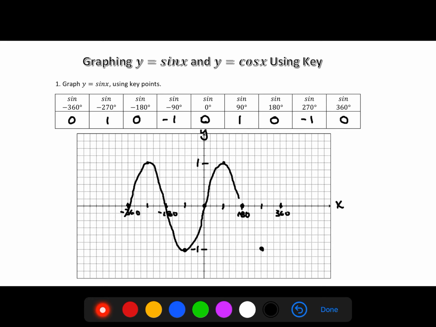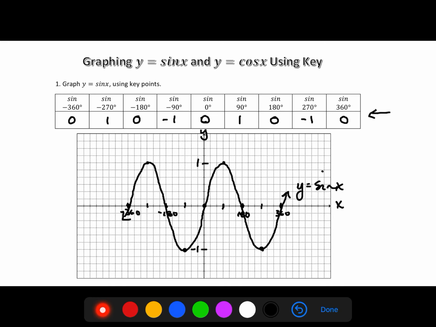And remember, these are nice smooth curves. We didn't have straight lines approaching our points. They were nice smooth curves, and we have graphed our y equals sine x very easily. So from now on we don't necessarily need to show our table of values. We can use our key points and graph this very quickly.